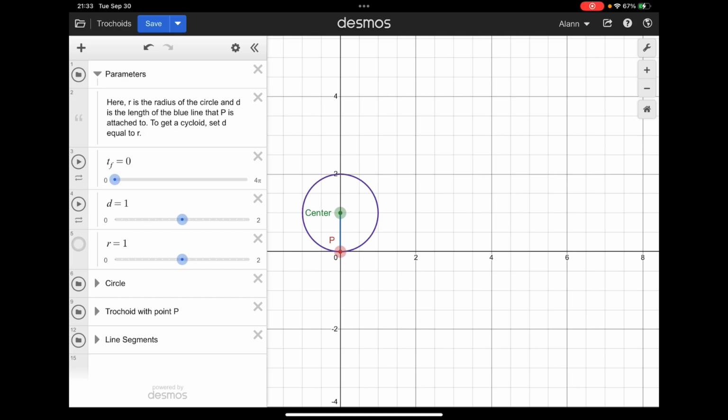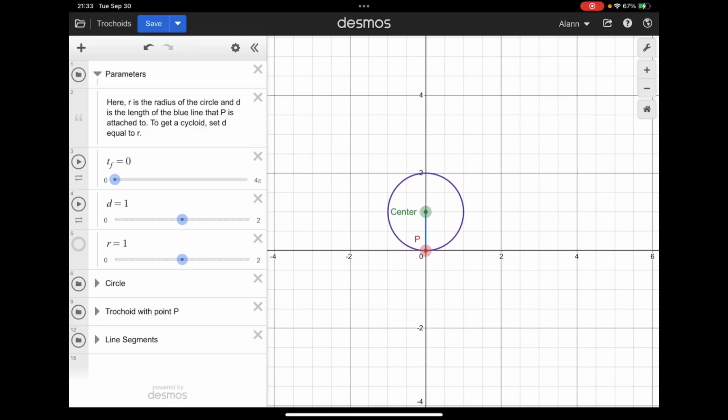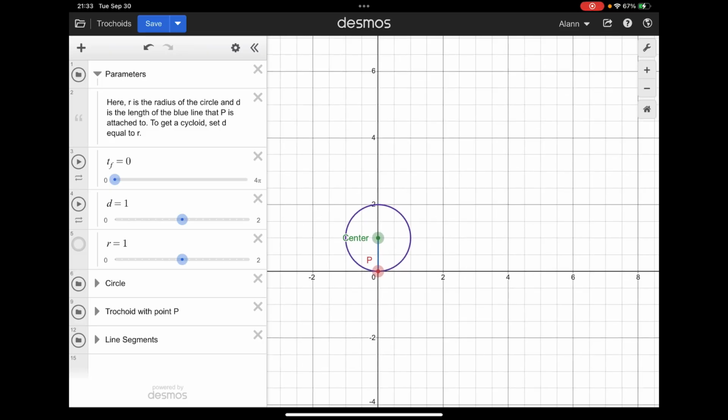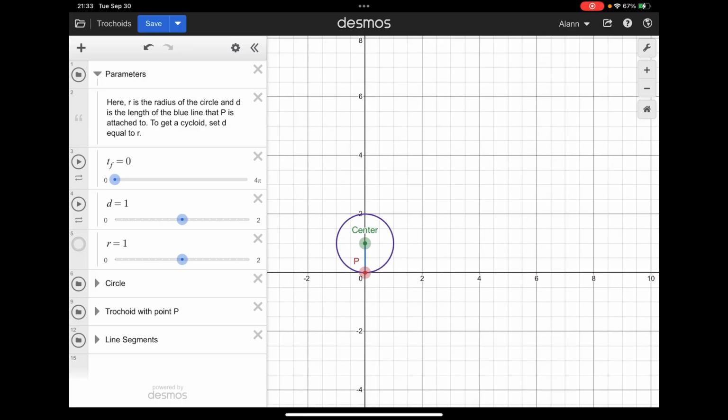So here we are in Desmos, and we're going to be taking a look at these trochoids for different choices of d and r, and seeing what the resulting curves look like. So you might notice right here in Desmos, I have plotted out a circle whose center I've labeled center and colored green, and I've labeled the point P with colored red, and that point P is going to be drawing out our curve as we let the circle roll forward.